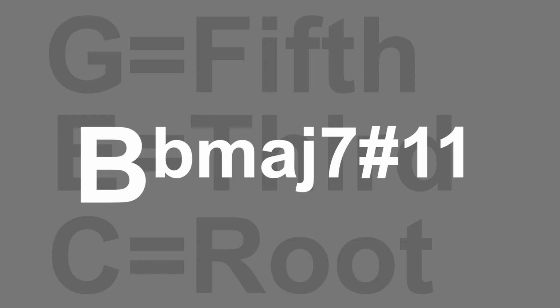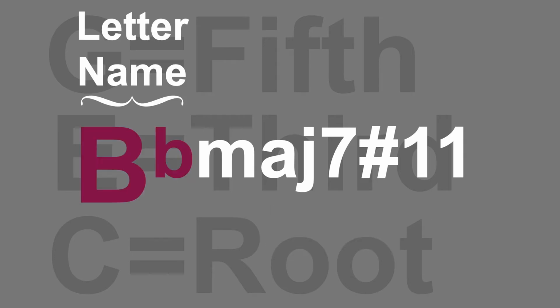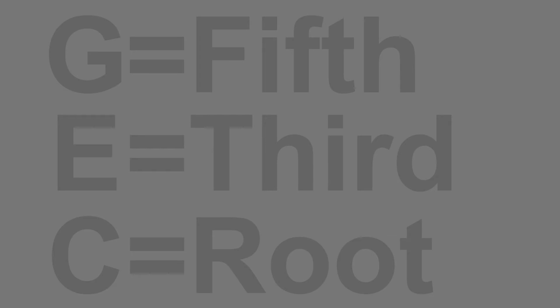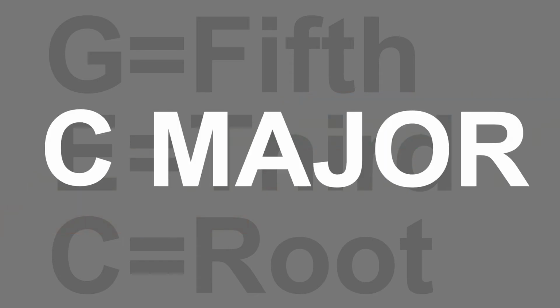Every chord has 2 parts to its name, the letter name and quality. The letter name of the chord is the same as the root of the chord, and the quality that comes from a C major pentascale is a major triad. This triad is called C major.